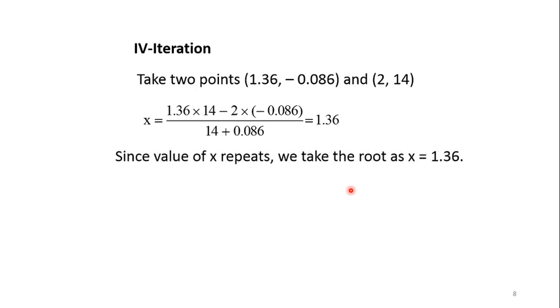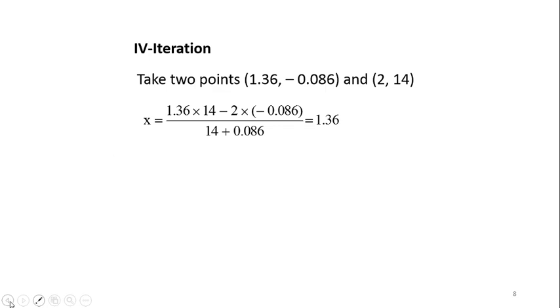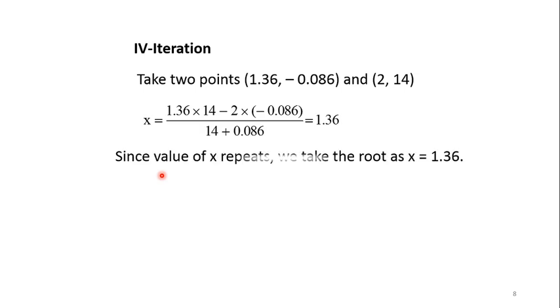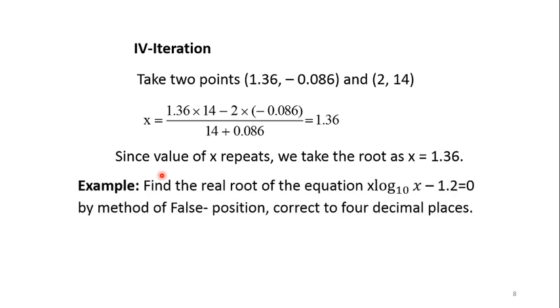Since the value of x is repeated, we take the root as whatever value you are getting here, 1.36, because you obtained it in the previous steps as well. At the fourth iteration, when you repeat this method, you will get 1.36 again. So the x value has repeated. Now we stop. That's why we can say that the answer of the given question is 1.36.